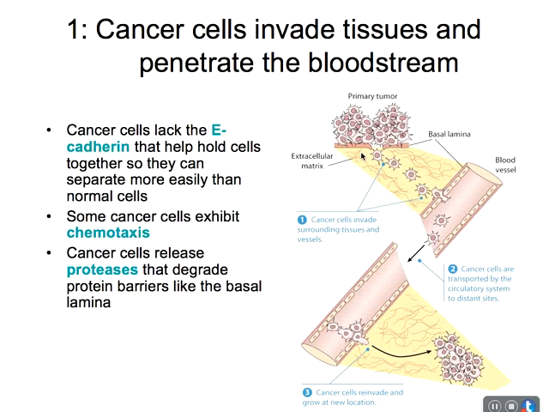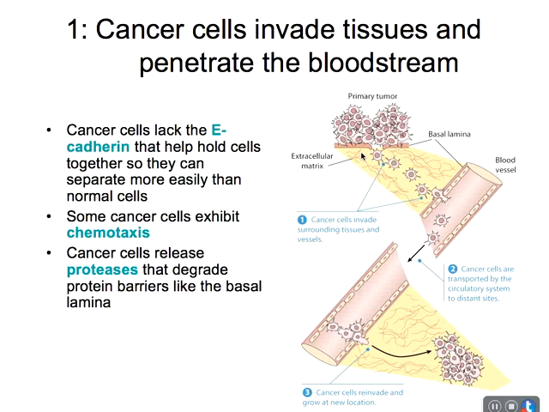So cancer cells lack both integrin and E-cadherin. Therefore, they're no longer held together on the extracellular matrix. They're no longer held together in this blob of cells, this tumor of cells. They're able to separate more easily than any normal cell would. A normal cell can't do that because it's attached to one another through E-cadherin and to a solid surface with the integrins. Turns out some cancer cells exhibit chemotaxis.